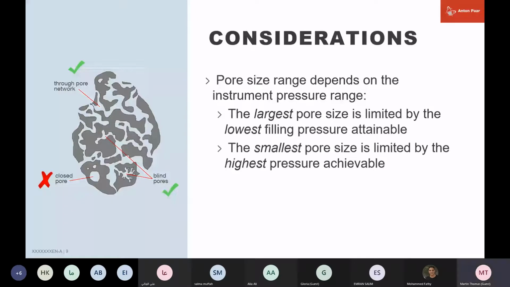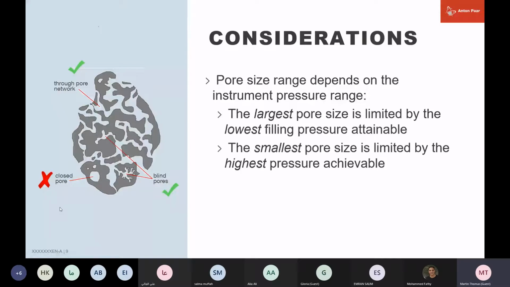I also mentioned that the largest pore size that we can measure is limited by the lowest pressure attainable. I'll define what I mean by lowest filling pressure shortly, but basically that's the starting pressure. And by filling pressure, that's the pressure at which the sample holder is filled with the mercury. I'll show you that in a little bit more detail later. And the smallest pore size, as I said, is limited by the highest pressure achievable. But perhaps more importantly, or just as importantly, on this graphic on the left-hand side, is what pores can we measure by this technique?